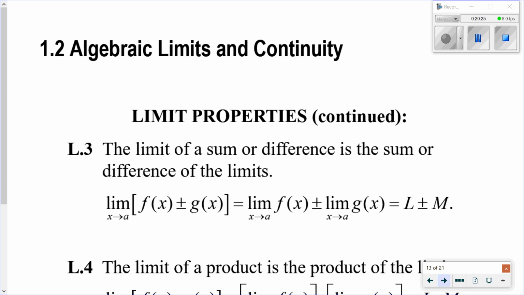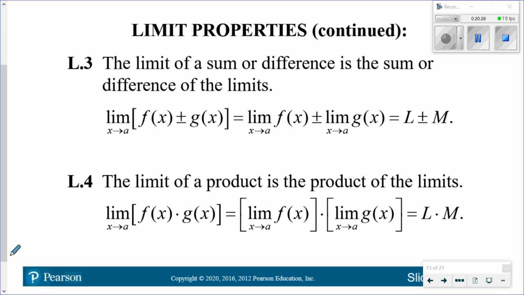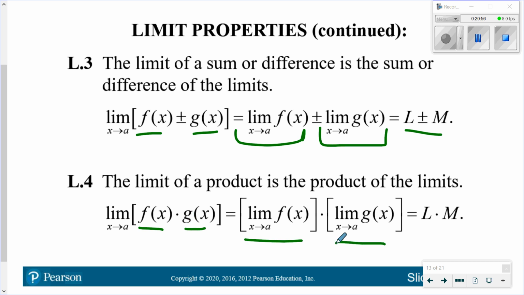All right, there's a couple other. The sum or difference. The limit of a sum or difference is the sum or difference of the limits. So if I am adding or subtracting two different functions and I want the limit, I can take the limit of the first one, the limit of the second one, and add those two limits together or subtract them, as the case may be. The same is true for the product. If I have two things, taking the limit of their product, I can take the limits separately and multiply those limits together.